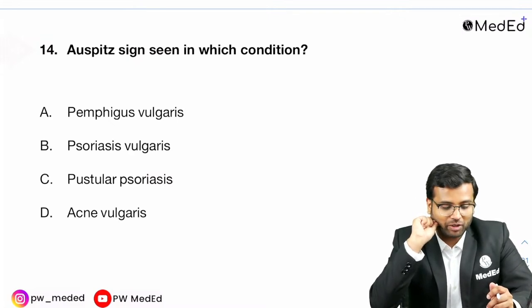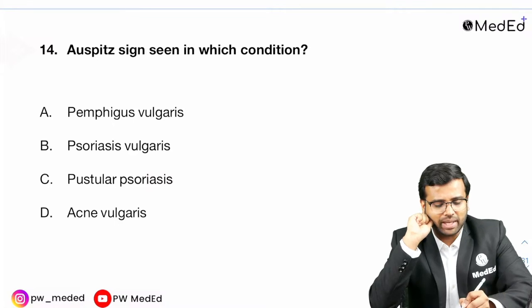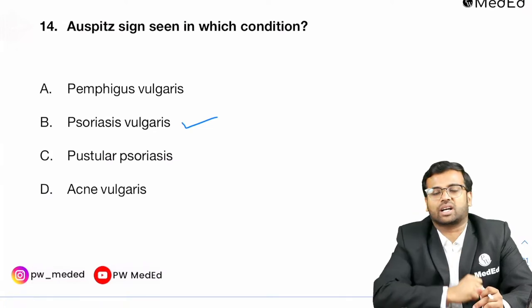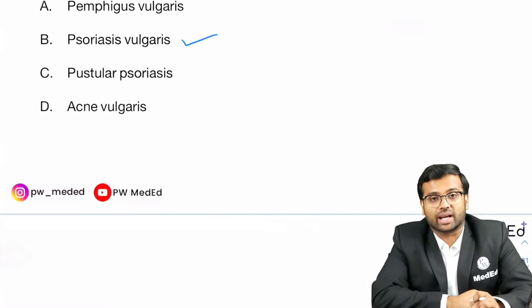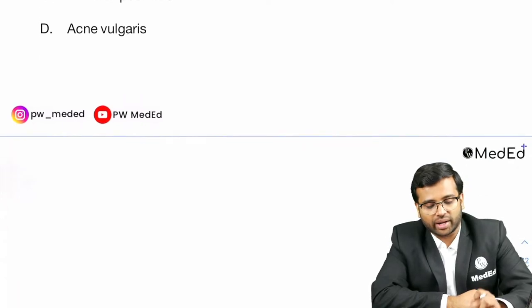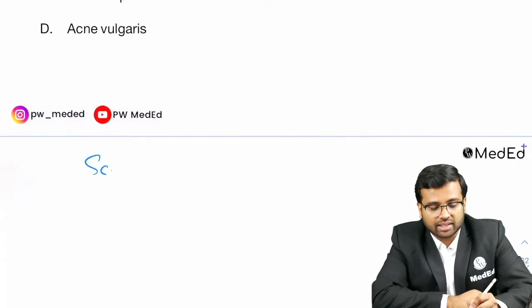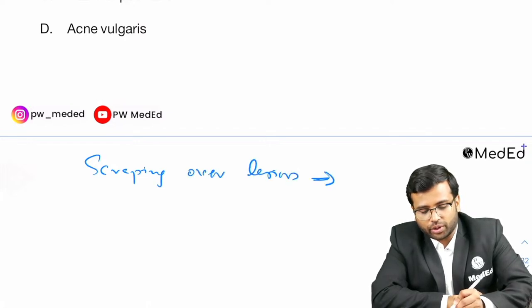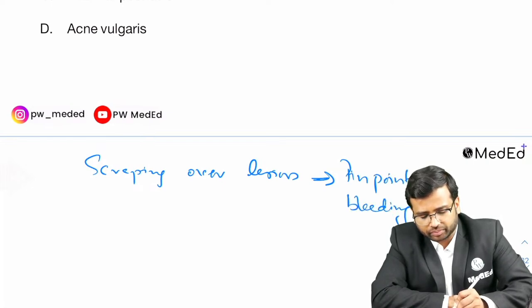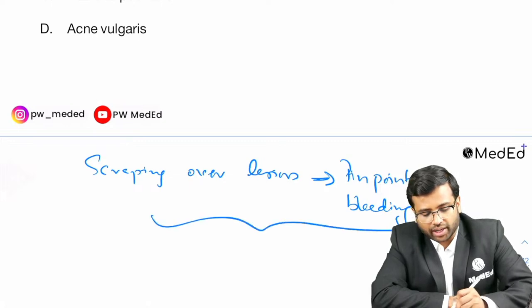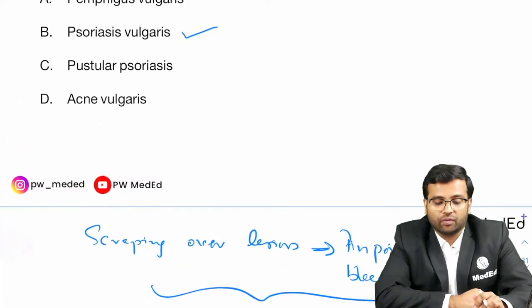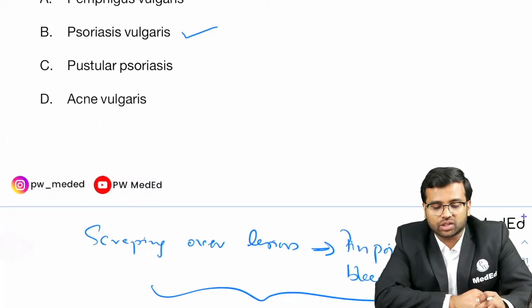Now where do you see it? All of you are answering it as B, psoriasis vulgaris. Excellent. Medpsycho, Rahil, Salkas, Raj Rana, all of you are answering B, psoriasis vulgaris. So that is right. In psoriasis vulgaris, scraping over the lesion will produce pinpoint bleeding spots. This is called the Auspitz sign, which is seen in psoriasis.